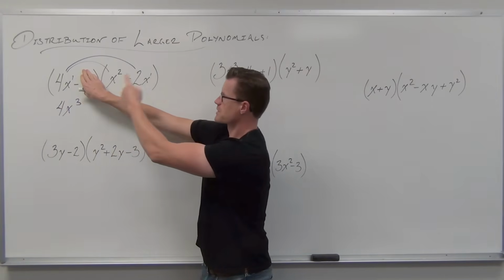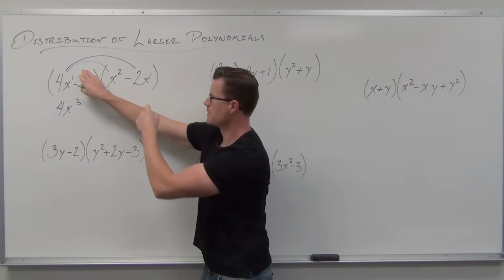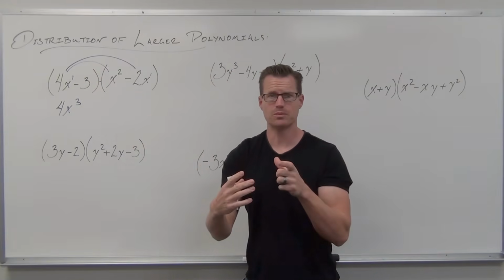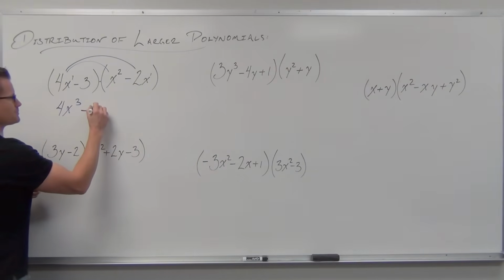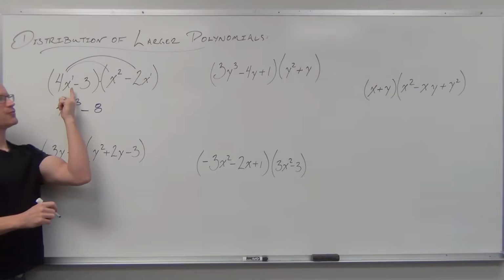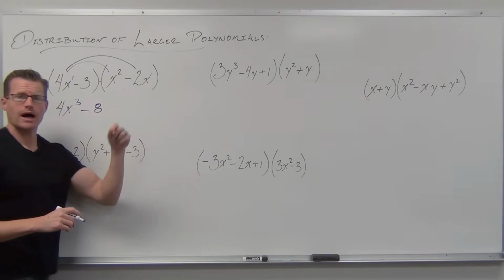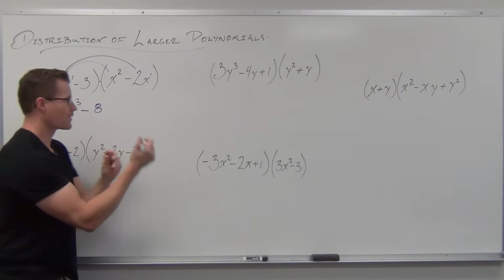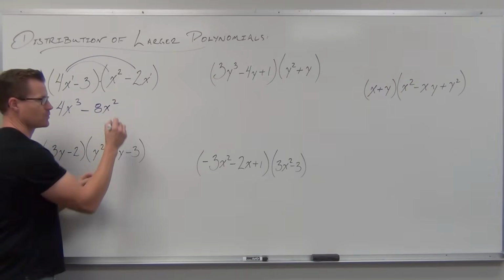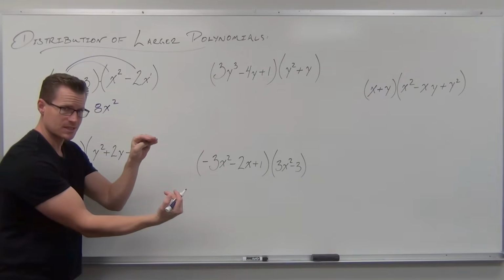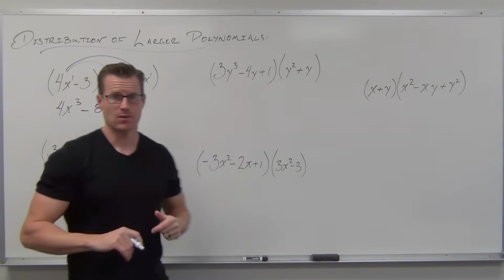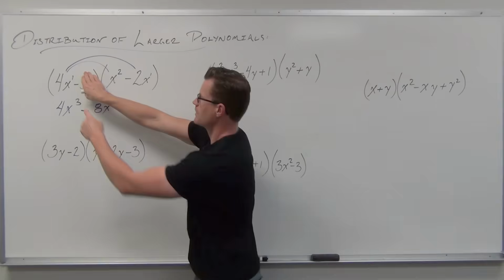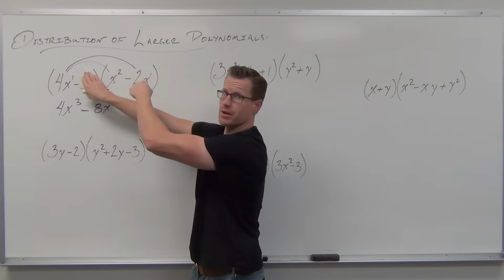Now 4x to the first times negative 2x to the first, let your coefficients multiply. We're going to get negative 8, right? Minus 8. But now that I have my x times x as well, I know that my exponent rules have to take over and I get x to the second. What we do with exponents is one level below what we see. We see multiplication, we're adding the exponents. That takes care of the first term multiplied times every term in the second polynomial.